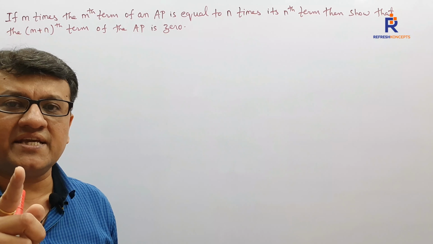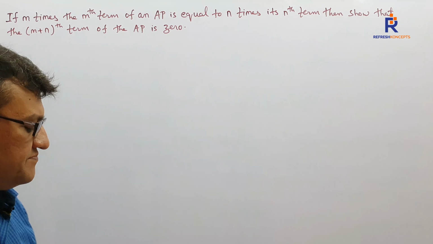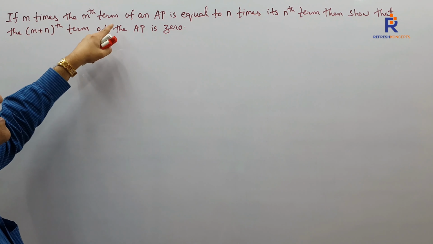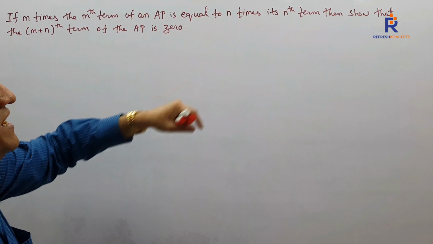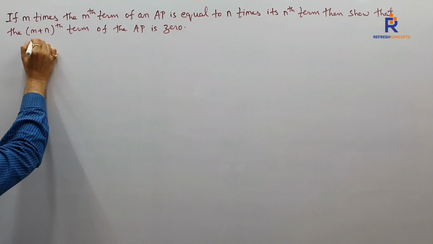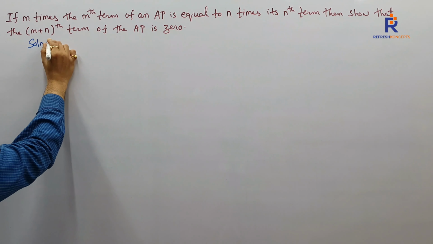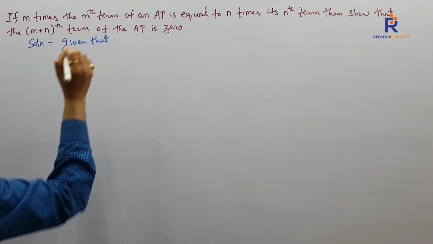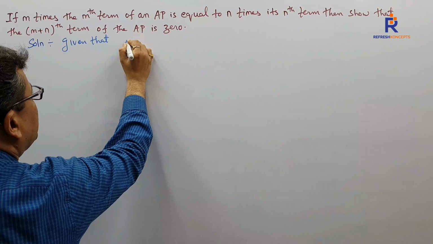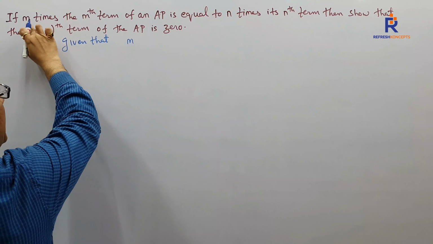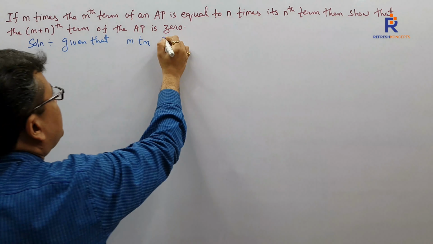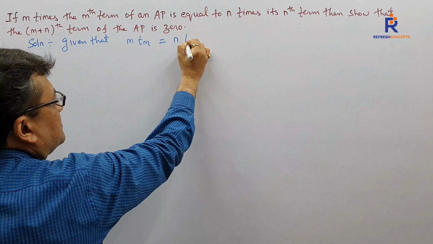The moment we start taking it step by step, the sum becomes very easy. So let's understand the first one. M times the mth term of an AP is n times the nth term. So what am I going to say? Given that, what is given? M times the mth term is n times the nth term.